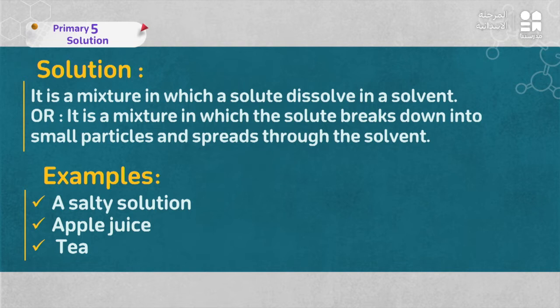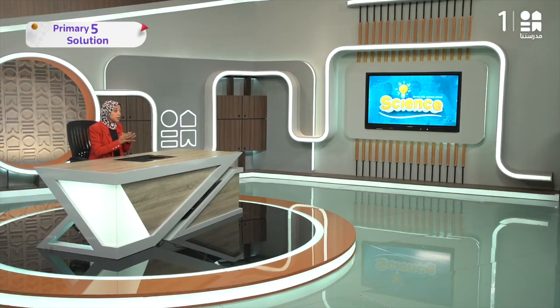أو ممكن نقول definition تاني which is say that the solution عبارة عن ايه؟ It's a mixture in which the solute breaks down into small particles and spreads through the solvent. يعني ايه؟ يعني السوليوت بيحصل له breaks down، يعني بيتكسر ليه small particles، البارتكلز صغيرة قوي، and then spread through the solvent، بينتشر في الsolvent and dissolve it، بيحصل له dissolve in the solvent.